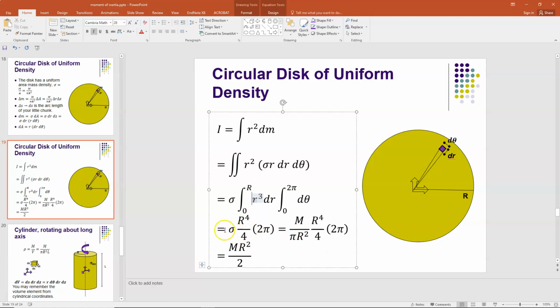Now, if you had some mass density for your chunk, like 1 gram per centimeter squared or something, then you could just plug in for that number. But otherwise, you could plug in for the equation for sigma, which is m over pi r squared. And then that would be multiplied times r to the 4th over 4 times 2 pi. Now things cancel here. The pi cancels out with the pi up top, and r squared cancels out with part of r to the 4th. And that leaves us with mr squared over 2 for our moment of inertia for a circular disk of uniform density.